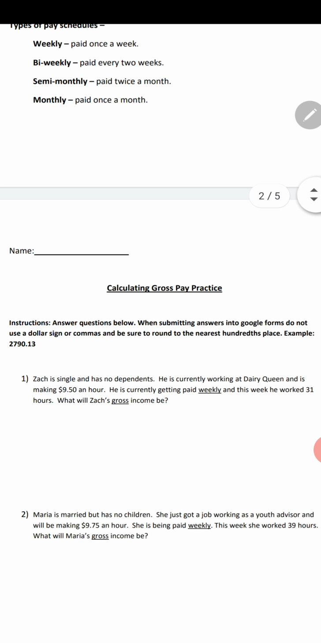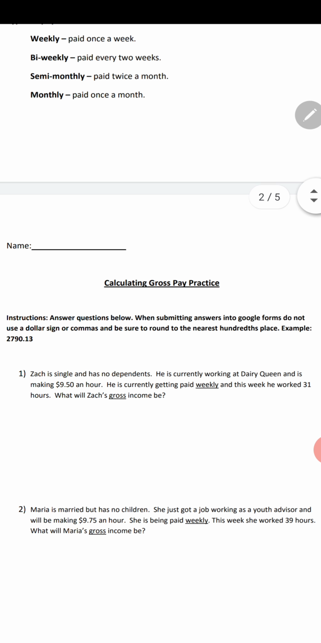So, once again, let's make sure we read the instructions to know what we got to be doing. It says answer each question below. When submitting answers into Google Forms, do not use a $ sign or commas, and be sure to round to the nearest hundredths place. Example: 2790.13.